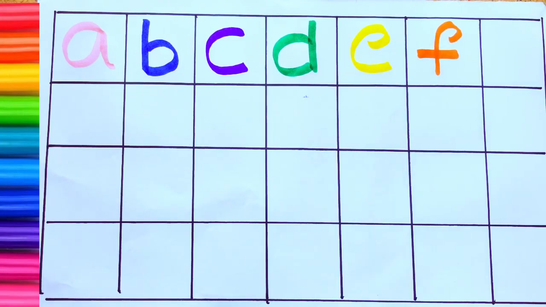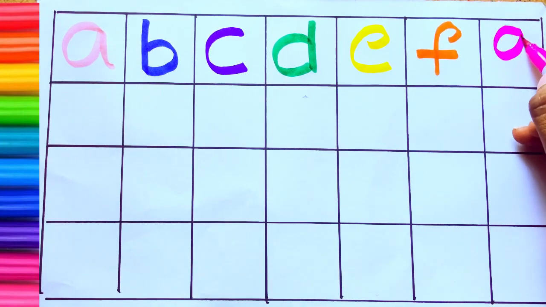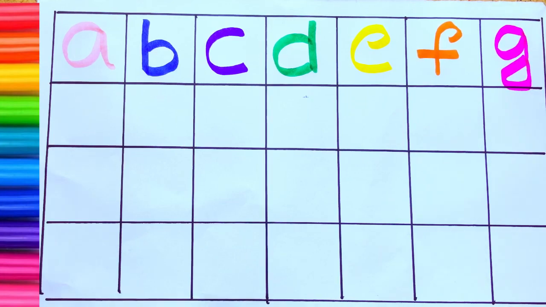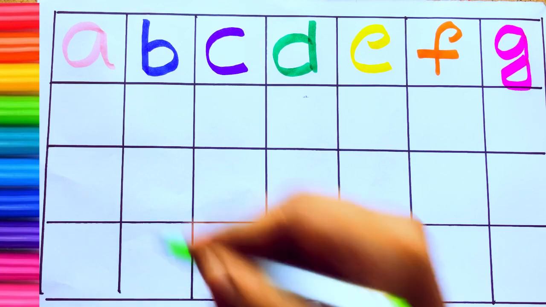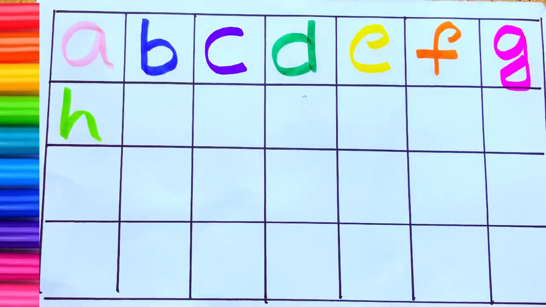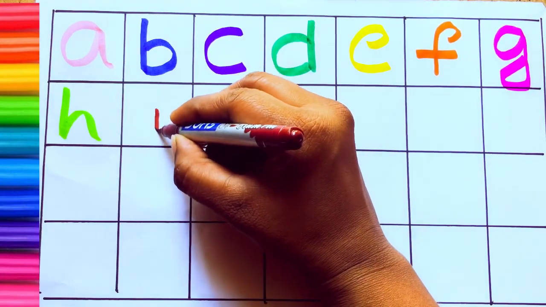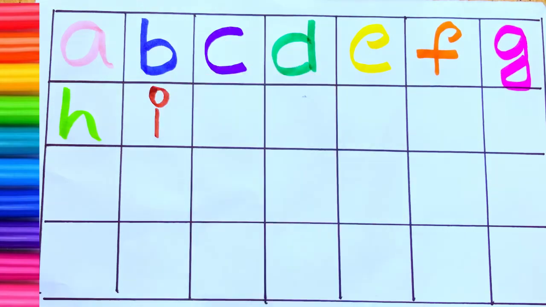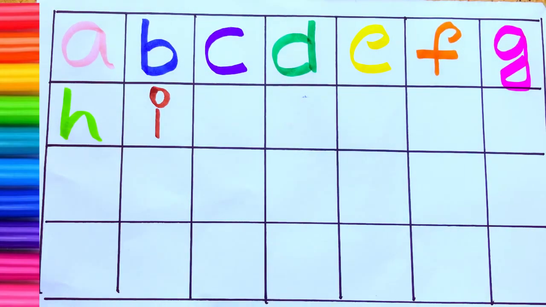Light pink color, G for goat. Light green color, H for hat. Brown color, I for ink.